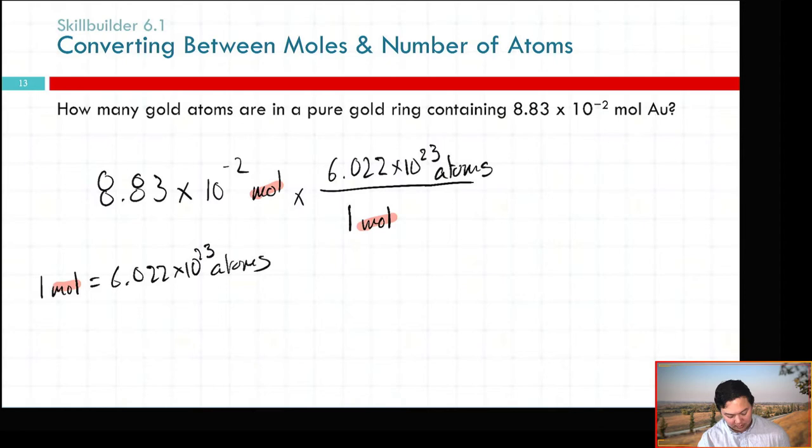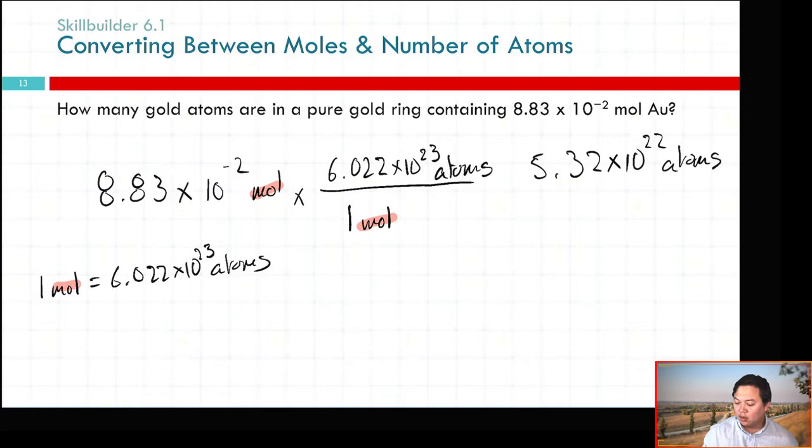8.83 times 10 to the negative 2 times 6.022 times 10 to the 23. And we get 5.32 times 10 to the 22 atoms of gold. So you could do silly things too, right? If you went back to that unit analysis worksheet and you wanted to calculate how much a single atom of gold is worth, or you could look up whatever the going rate of gold is on the market, and you could calculate how much a single atom of gold is worth. And you'll find that it is something like 10 to the negative 23 dollars.